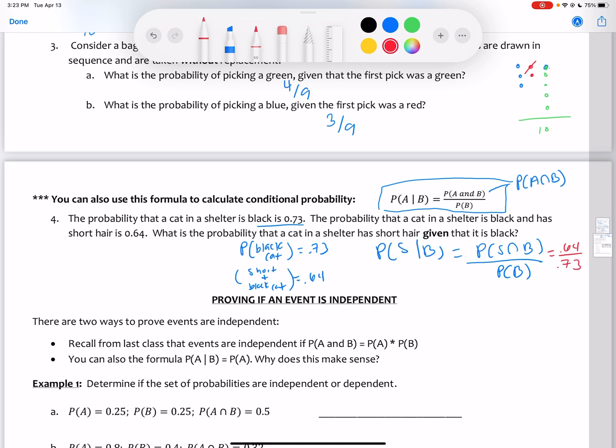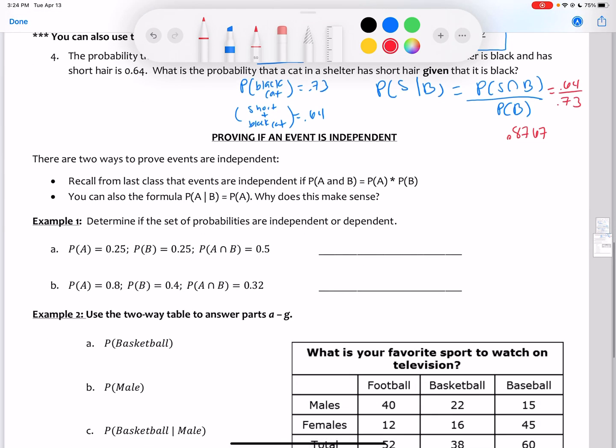And in fact, if you were to reverse these answers around, you would get an error, or you would get a number that's bigger than 1. But we know that probability cannot be bigger than 1 because probability cannot exceed 100%. So that's going to be 0.8767. Okay, and that is your conditional probability. So now we're moving on to independent events, so proving that something is independent. There are 2 different ways that we can prove independence.